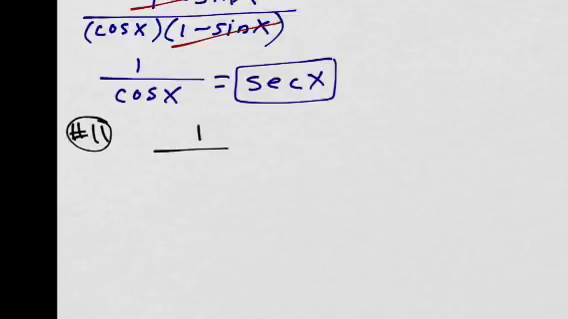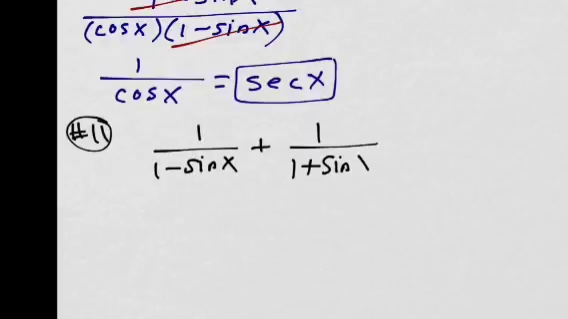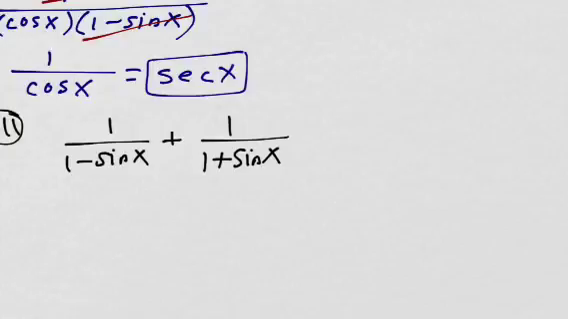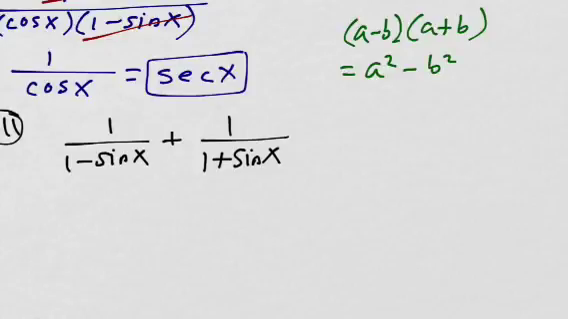So we have 1 over 1 minus sine x plus 1 over 1 plus sine x. Now here, when I see this, it makes me think of 1 minus sine x, 1 plus sine x. That should call to mind this whole idea of if I had a minus b times a plus b, that would just equal a squared minus b squared.